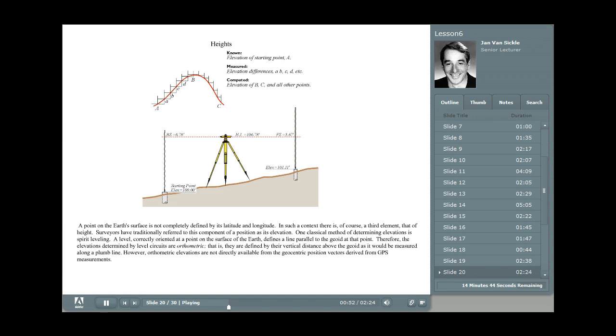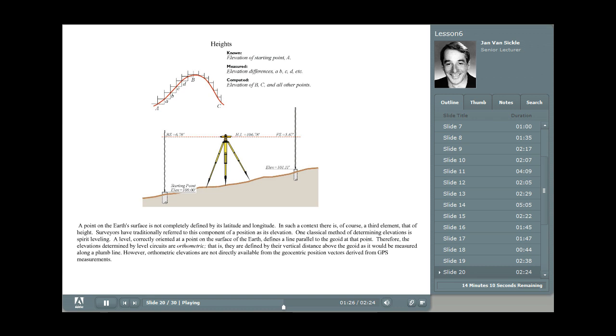Now, moving on to heights. As you know, in the normal course of things, a coordinate, XY or northing, easting, or latitude and longitude, is not fully a definition of a position. Now, we've discussed also Earth-centered, Earth-fixed XYZ coordinates, but in the normal course of things, a horizontal coordinate is given, and a height, also known as an elevation.